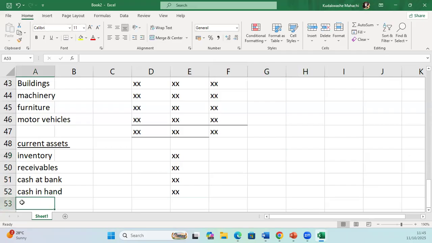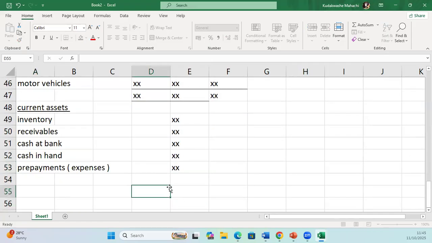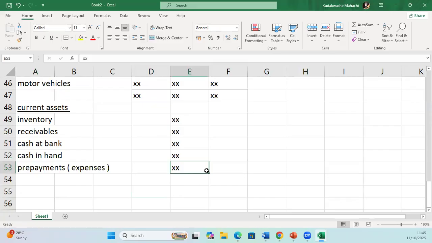And also if we have prepayments, if there are any expenses prepaid, meaning we paid expenses in advance. Paying an expense in advance gives rise to a current asset. So we add up all the current assets, then we put the total this side.